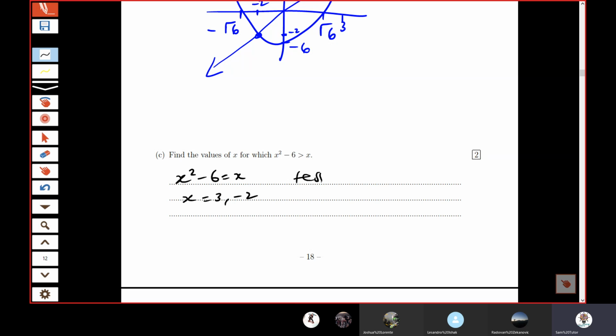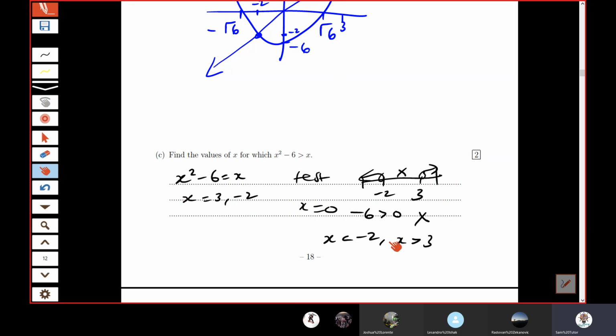Then we test. So let's just make sure we all know how to do it. Like I said, fail-safe. x equals 0, sub it in. Is negative 6 bigger than 0? No, it's not, actually. So that is not going to work. They're running away. x is less than negative 2, x is bigger than 3. Cool. What's the other way?